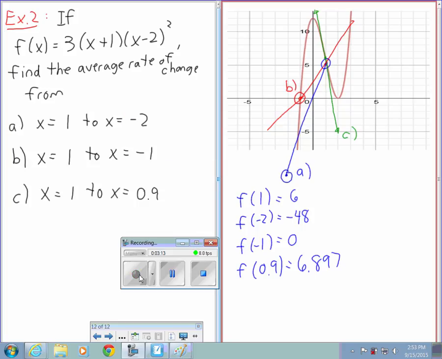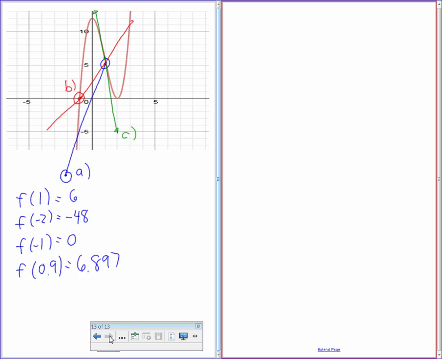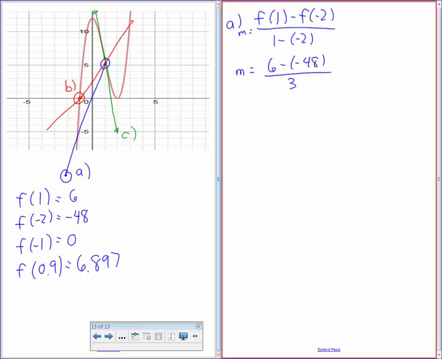Solutions here. So part A was blue. It was f of 1 minus f of negative 2, all over 1 minus negative 2. F of 1 is 6 minus negative 48, over 3, which is 54 over 3, which is 18. Is that right? And that makes sense with a positive slope here, right? So that's reasonable.